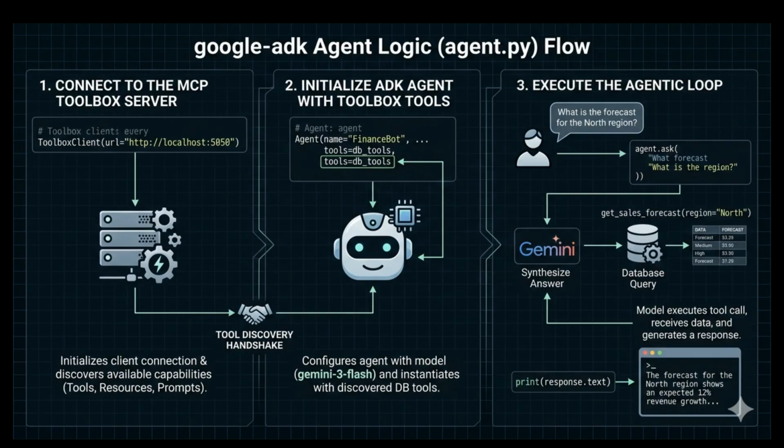By using this setup, your LLM never actually sees your database credentials. It only sees a list of capabilities. This architecture follows the principle of least privilege, which is the gold standard for enterprise software.